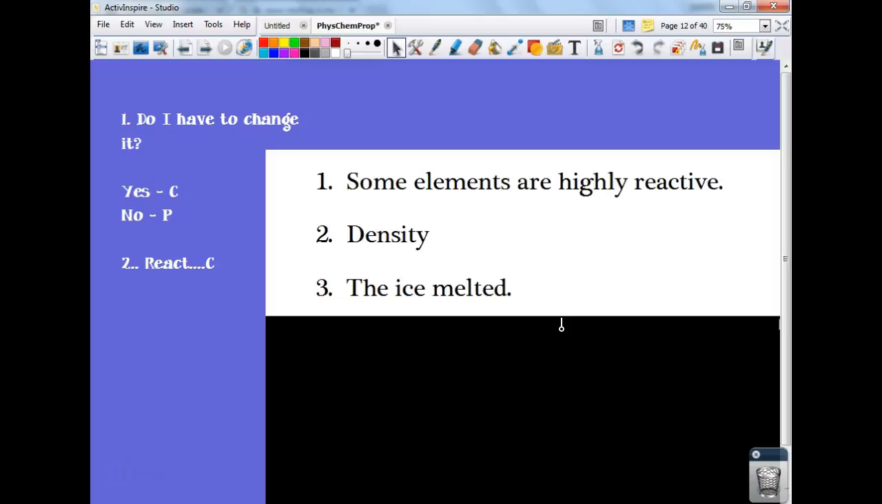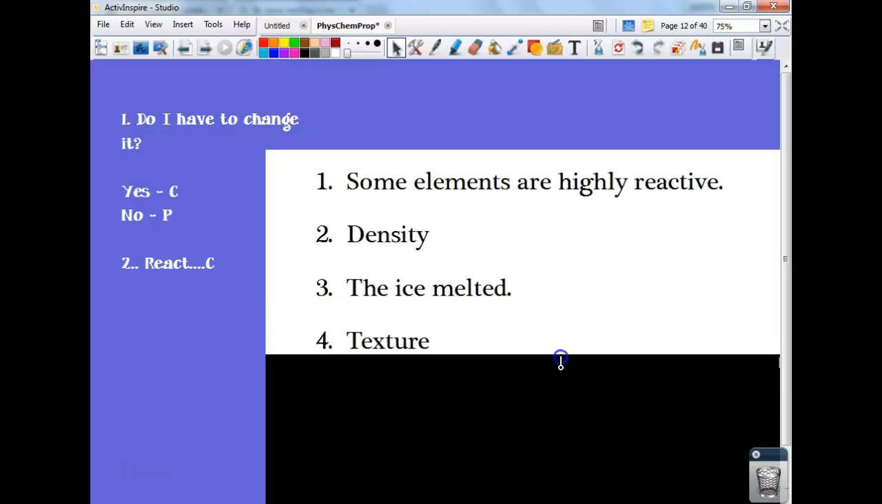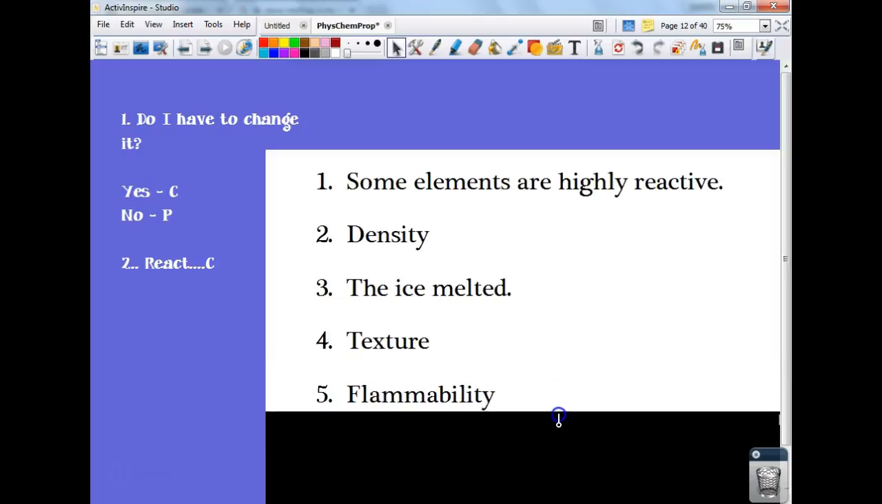Number 4. Texture. Is that a physical property or chemical? Can you observe the texture without having to change the matter? Number 5. You cannot look back at your nose. Okay. Don't worry, we'll fix it later. Number 5, flammability. Is that a physical property or chemical property?